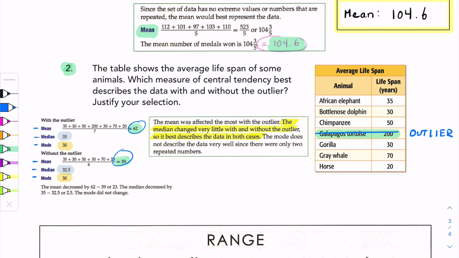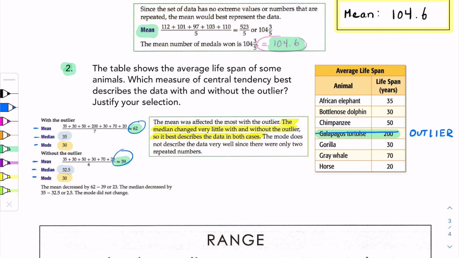So right here I wrote a note for you, and it says the mean was affected the most with the outlier. The median changed very little with and without the outlier, so it best describes the data in both cases. The mode does not describe the data very well, since there were only 2 repeated numbers. Because there wasn't a large set of repeated numbers, you don't really want to use the mode as your best measure of central tendency, which leaves the mean or the median. But the mean was drastically different with or without that outlier. So therefore the median, which hardly changed, would be our best representation of central tendency.